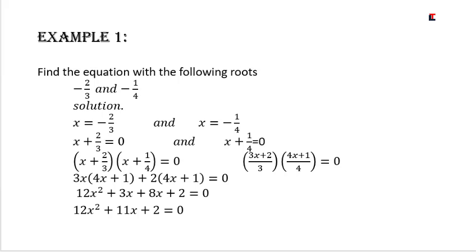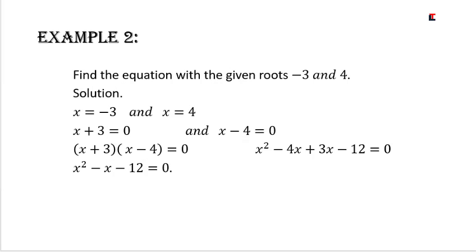Example 2. Find the equation with the given roots minus 3 and 4. So I will equate my x to minus 3 and x equals 4. So here I will take minus 3 inside to give me x plus 3 equals 0, and take 4 inside to give me x minus 4 equals 0. So from here I know that 0 times 0 is 0, so I will have this, which is 0, times this, which is 0, equals 0.